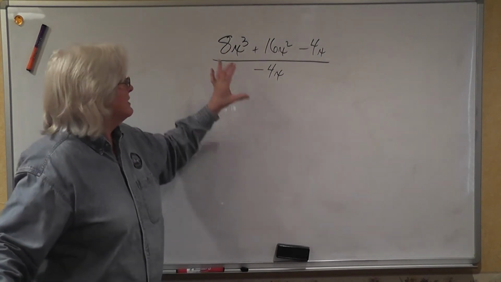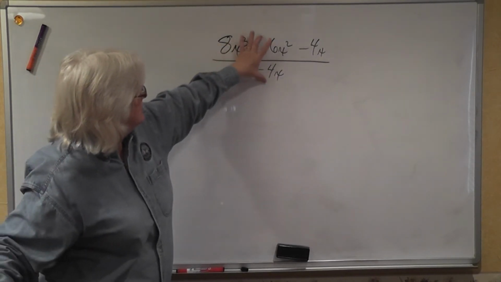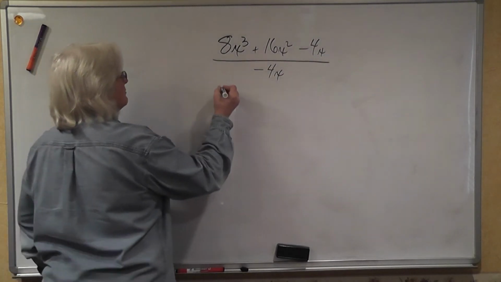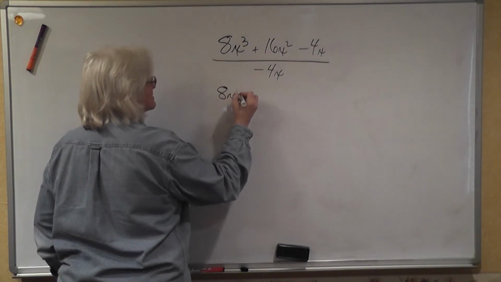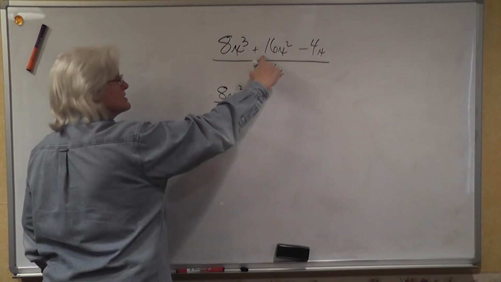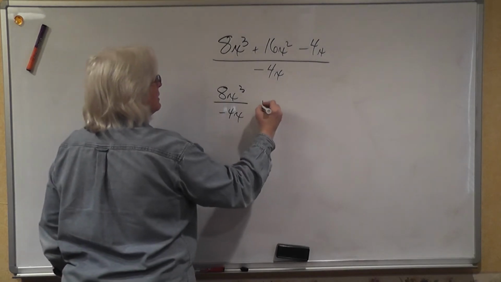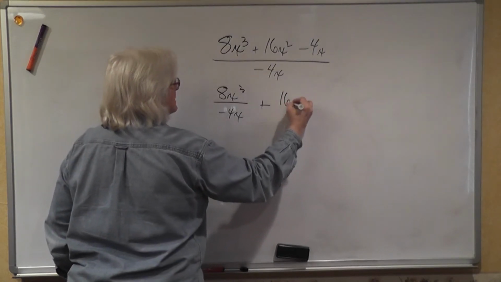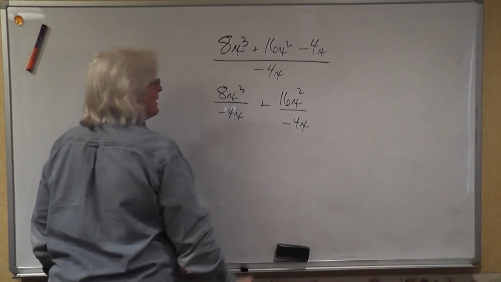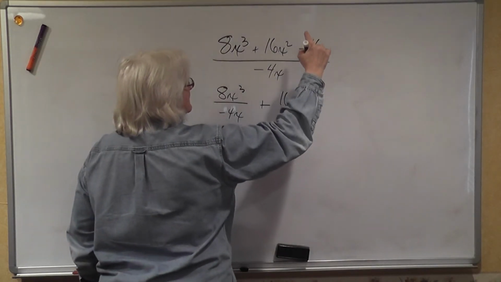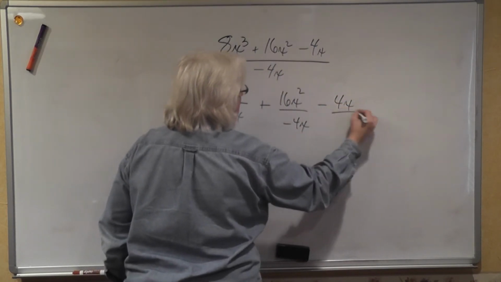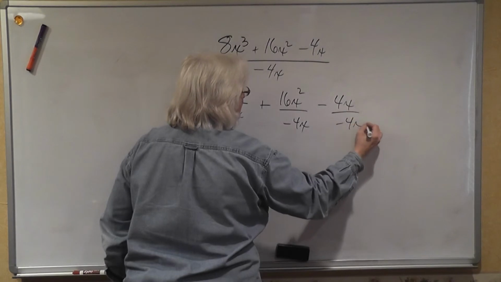So we're going to write this as 3 separate monomial division problems. First we have 8x cubed divided by a negative 4x. We use the sign that comes next, plus 16x squared divided by a negative 4x, minus 4x divided by a negative 4x.